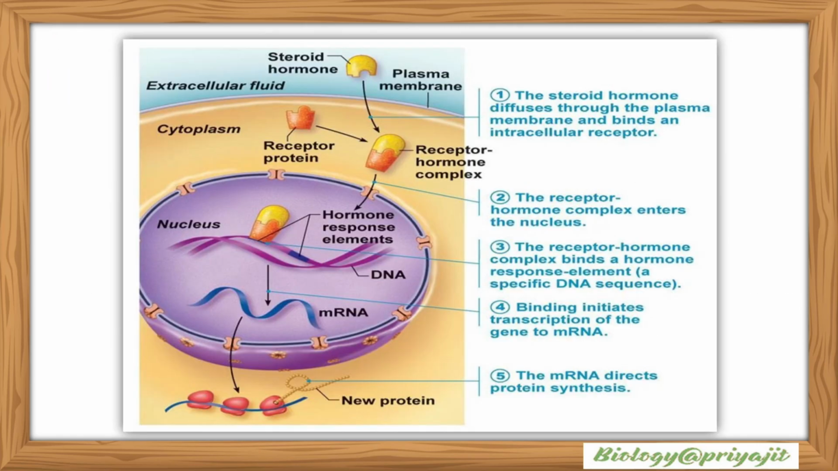So, firstly, what happens? The steroid hormone diffuses through the plasma membrane and binds an intracellular receptor. Then the receptor hormone complex enters the nucleus. The receptor hormone complex then binds a hormone-specific element, a specific DNA sequence. This binding initiates transcription of the gene to mRNA. Then the mRNA directs further protein synthesis.